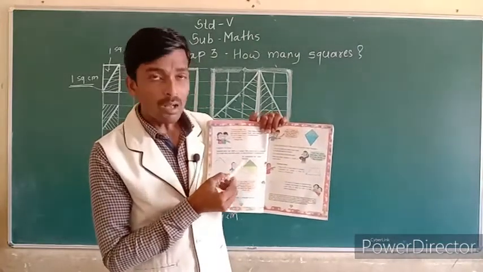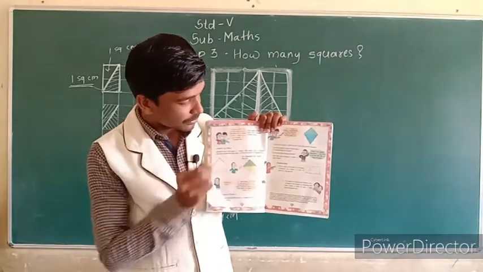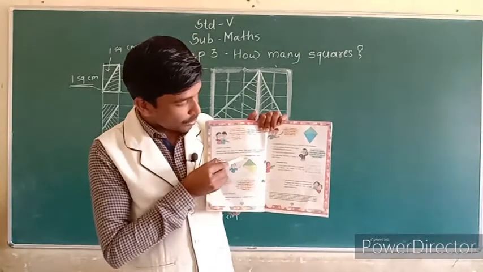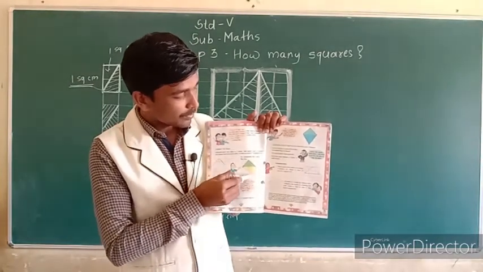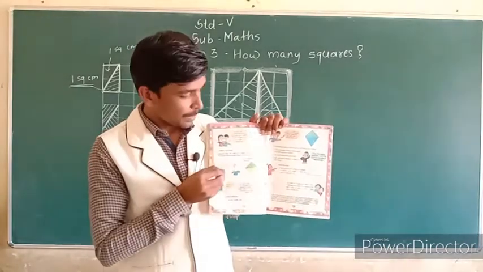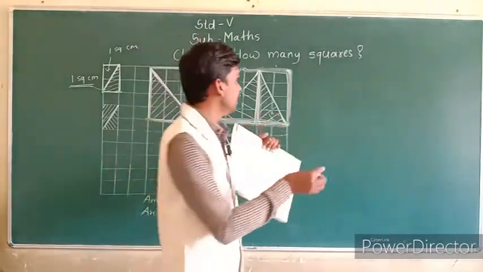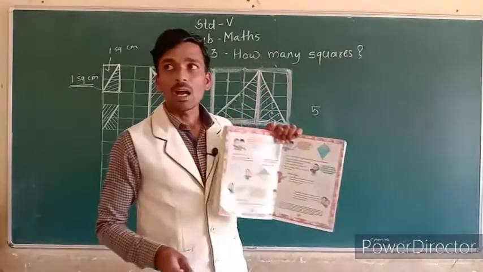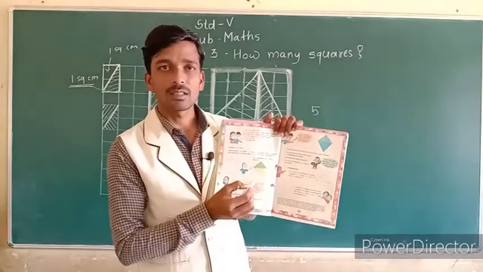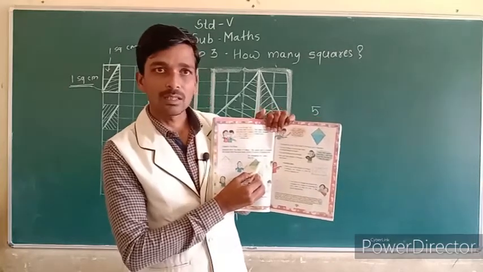See, first we can draw a rectangle. Like that you can draw a rectangle. I will show the outline. Vertically, how many squares are there? 1, 2, 3, 4 and 5. Vertically there are 5. And horizontally, 1, 2, 3, 4 squares are there.